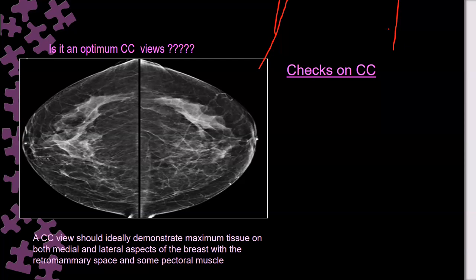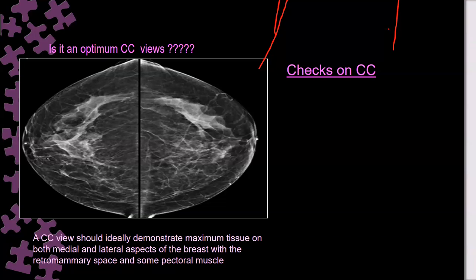I think it's not optimum. Why? Who said not optimum? Huda. Why is it not optimum, Huda? Because on the medial border I couldn't see the fold clearly, and also on the opposite side, on the lateral border. Okay. The right breast, the nipple is not in profile. Just the nipple, but it looks optimum. One by one.